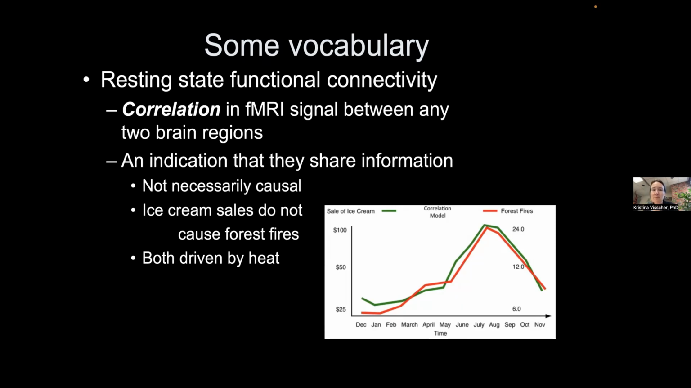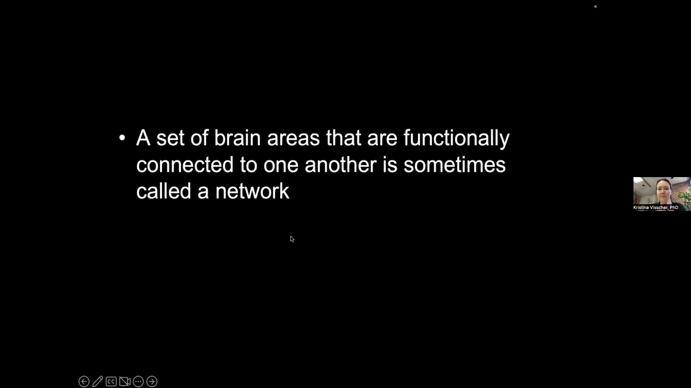So keep in mind, when we're looking at functional connectivity, we really mean that there are correlations among two regions. And that could be driven by a couple of things. One is sending information from A to B, or from B to A, or from some third region, C, could be driving both of them. Like, for example, the heat of the summer driving both ice cream sales and forest fires. So a set of brain areas that are functionally connected to one another is sometimes called a network.